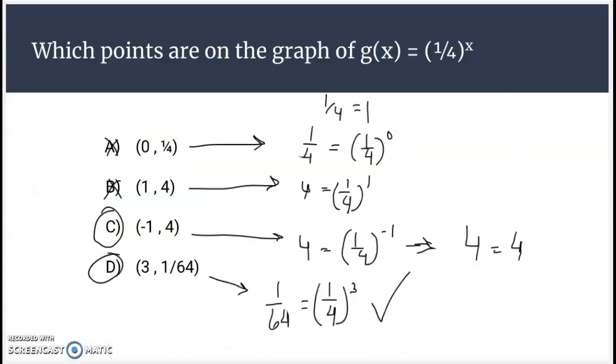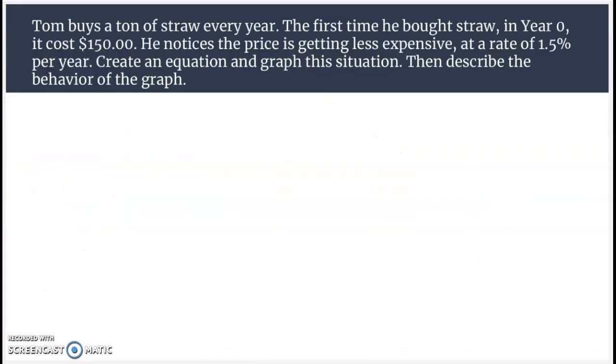Alright. Next one. Looks like we have a story problem here. It says Tom buys a ton of straw every year. First time he bought a straw in year 0, it cost $150. He noticed the price is getting less expensive at a rate of 1.5% per year. It's decreasing by that amount. Create an equation and graph this situation that describe the behavior of the graph.